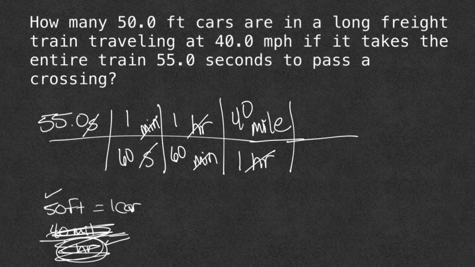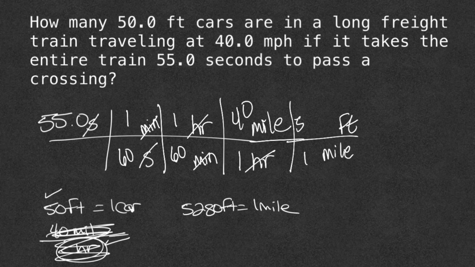And that conversion's not here, so let me just tell you what that is. 5,280 feet equals 1 mile. So since mile is on top, I'm going to bring mile on bottom. I'm going to put feet on top. 1 mile equals 5,280 feet. I'm not looking for feet. I'm looking for how many cars. But that gets us to feet, and that's what we needed.